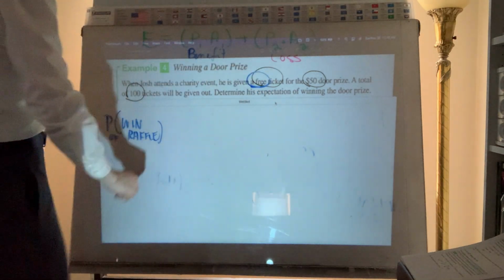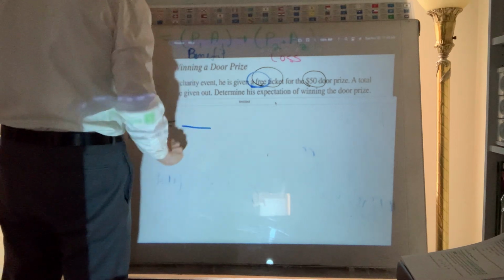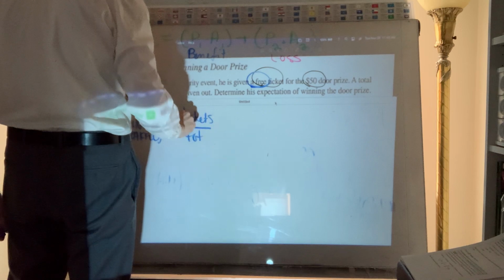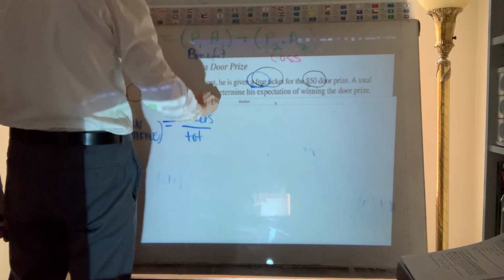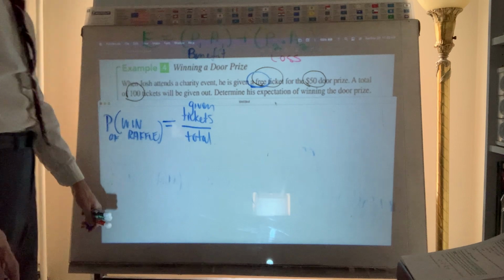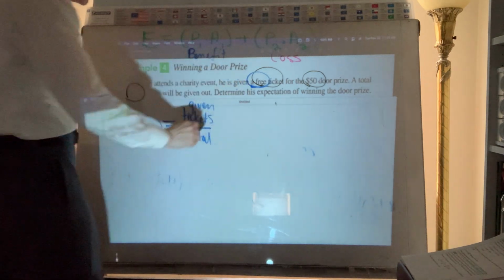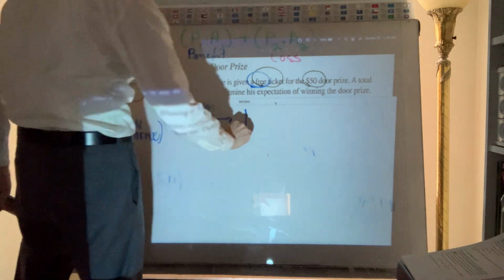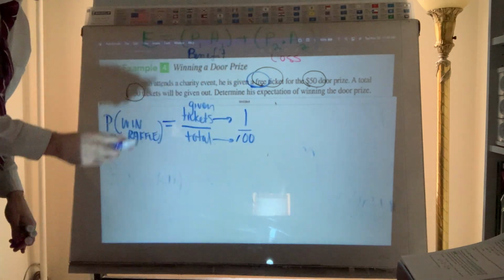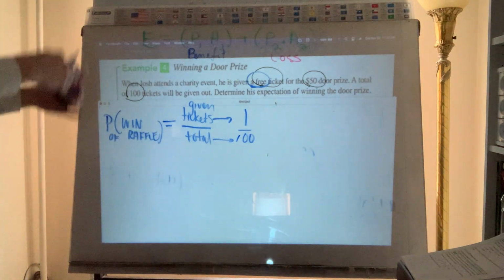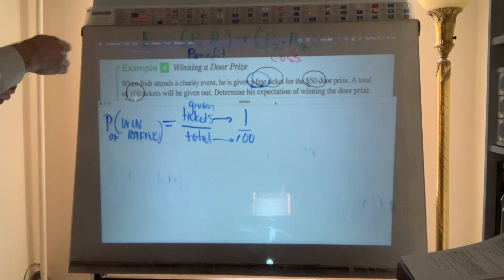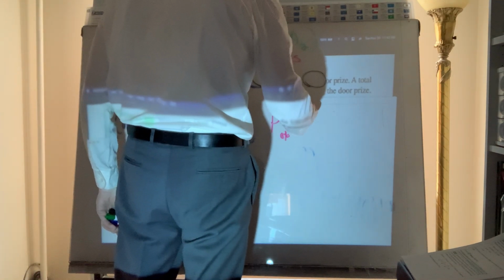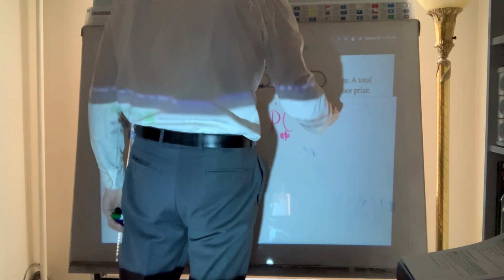It would be the number of tickets out of the total given tickets. So if this person got a free ticket, that's 1. And if the total is that there's 100 tickets, then it's 1 out of 100 is the probability, or 1% probability. Whoever the person. What would be the probability of losing the raffle?